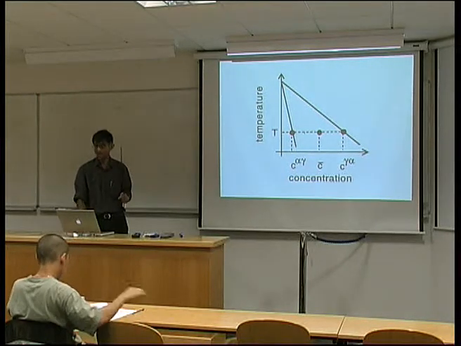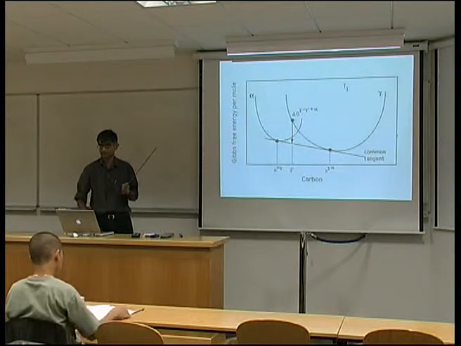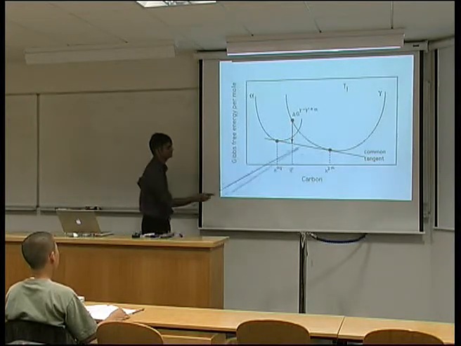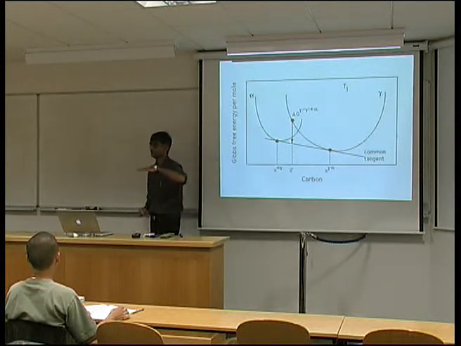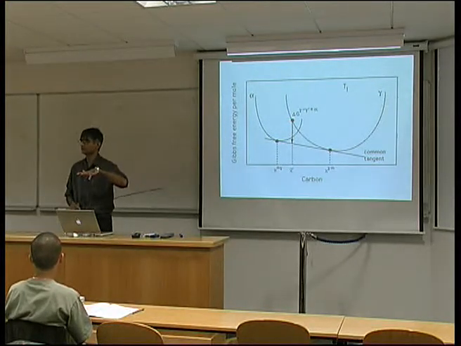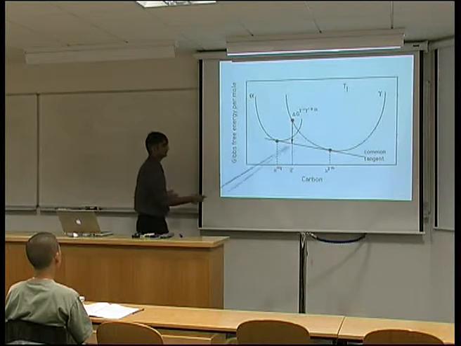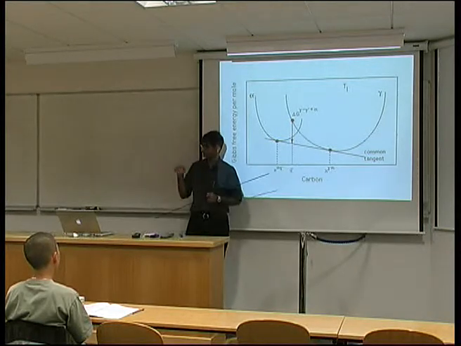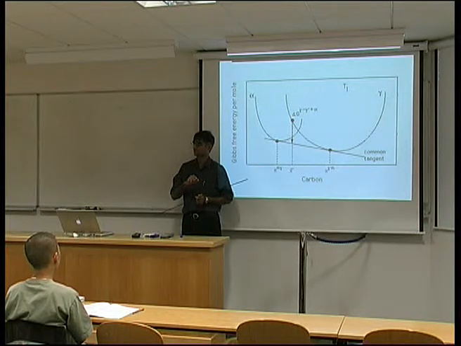And again, to remind you, that tie line of the equilibrium phase diagram comes by drawing a common tangent to the free energy curves of alpha and gamma, because that gives you the same chemical potential of iron in alpha and gamma and of carbon in alpha and gamma. So even though these phases have different chemical compositions, there's no tendency for diffusion. Does everybody understand what I've just said?